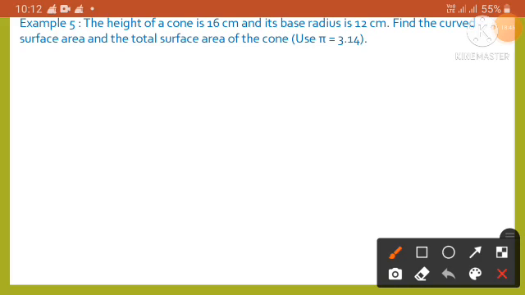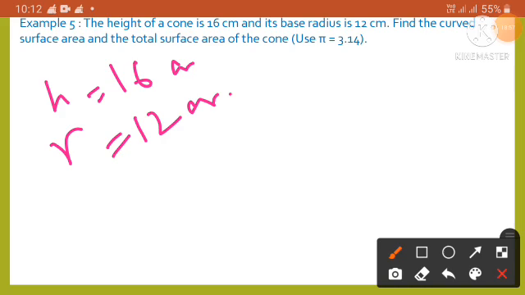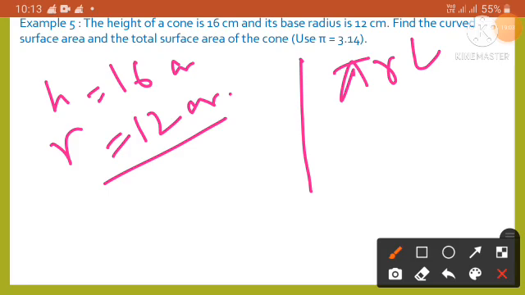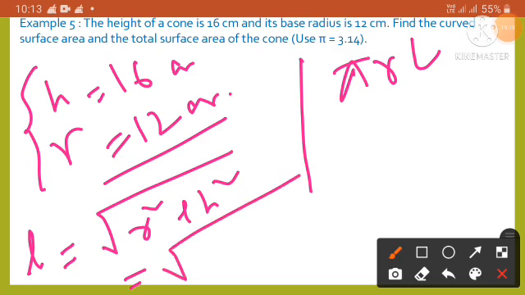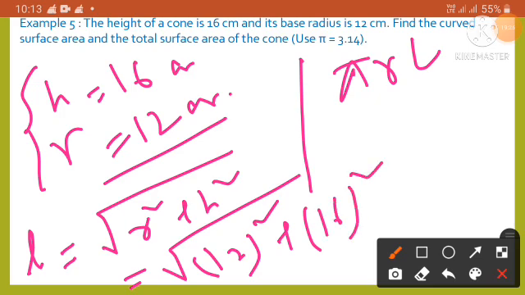So now if we look at the question here, given that h equal to 16 centimeter and r equal to 12 centimeter. Now we have to find out the curved surface area, pi r L. So we need the value of pi, r and L. Here we are given h and r, so we can find out easily the value of L. We know L equals root over r square plus h square. So we get 12 square plus 16 whole square.